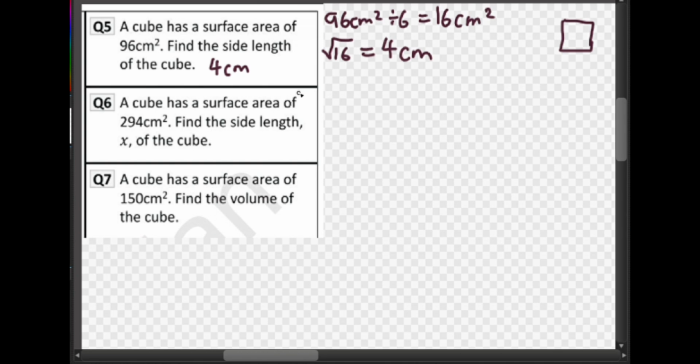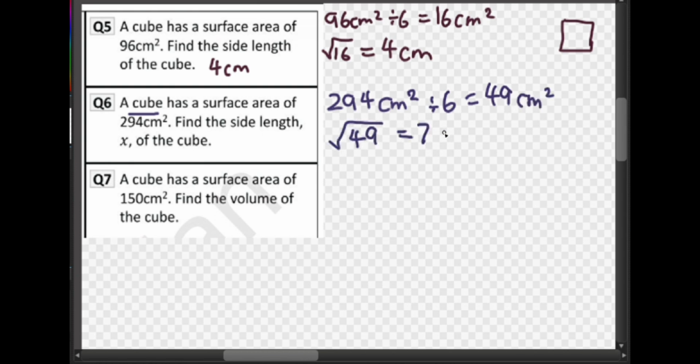Now moving on, the other question is also the same thing. The surface area is 294 cm², and we divide it by 6 since a cube has 6 faces. The answer will be 49 cm², and then we just need to find the square root of 49, which is 7, so the side length will be 7.